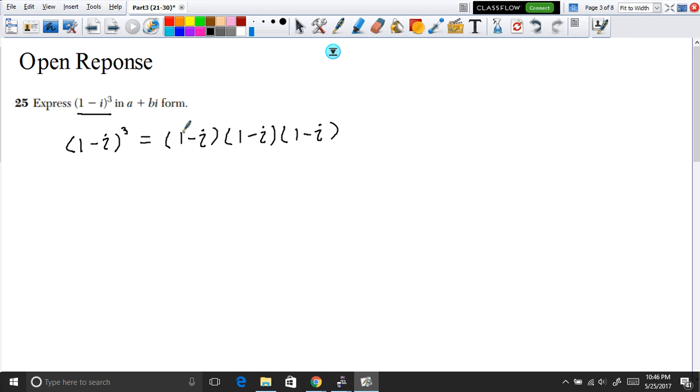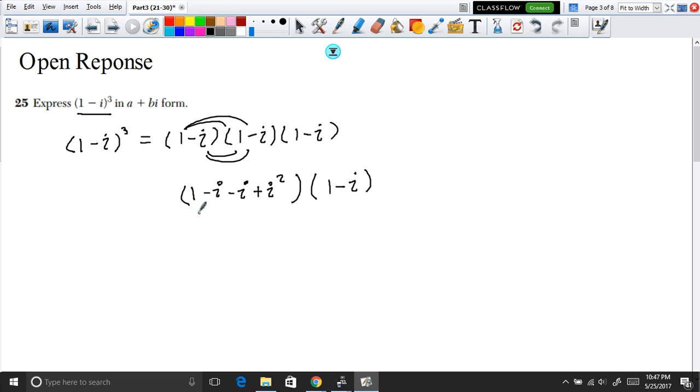All right, so pretty much all we have to do is just distribute. Distribute the following. 1 and 1, that's 1. 1 and negative i, that's negative i. Negative i times 1 is negative i. Negative i times negative i, let's be careful here, so this is positive i squared. So this is the result of the first two, but we still have to multiply by the third one.